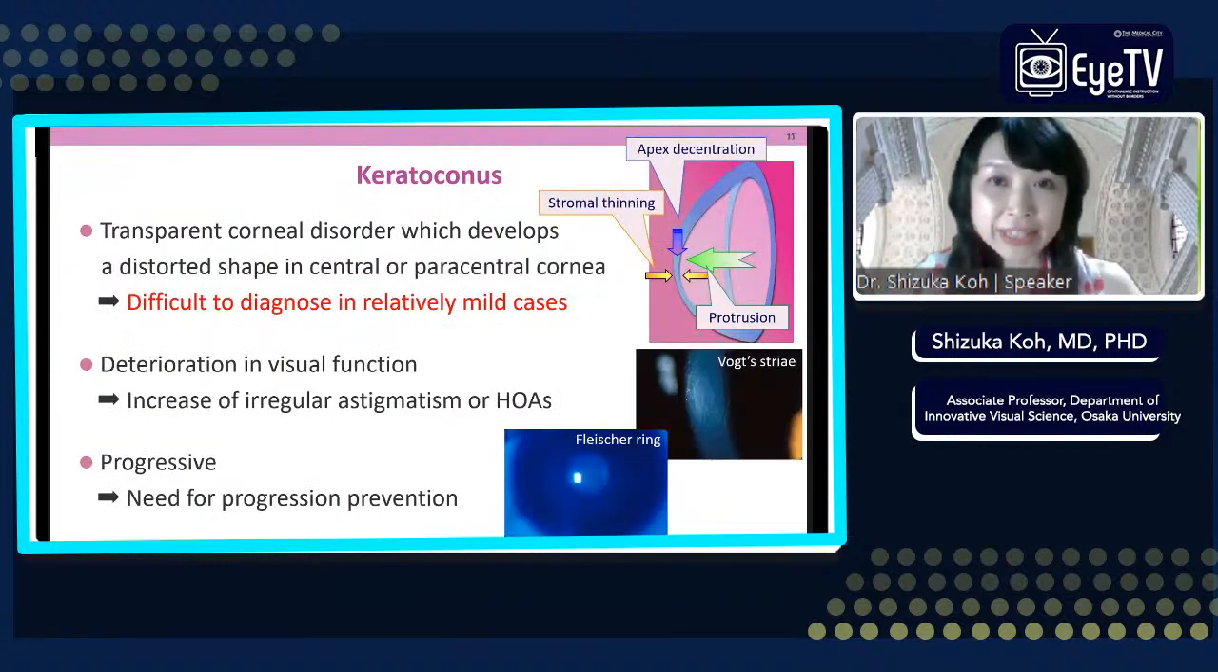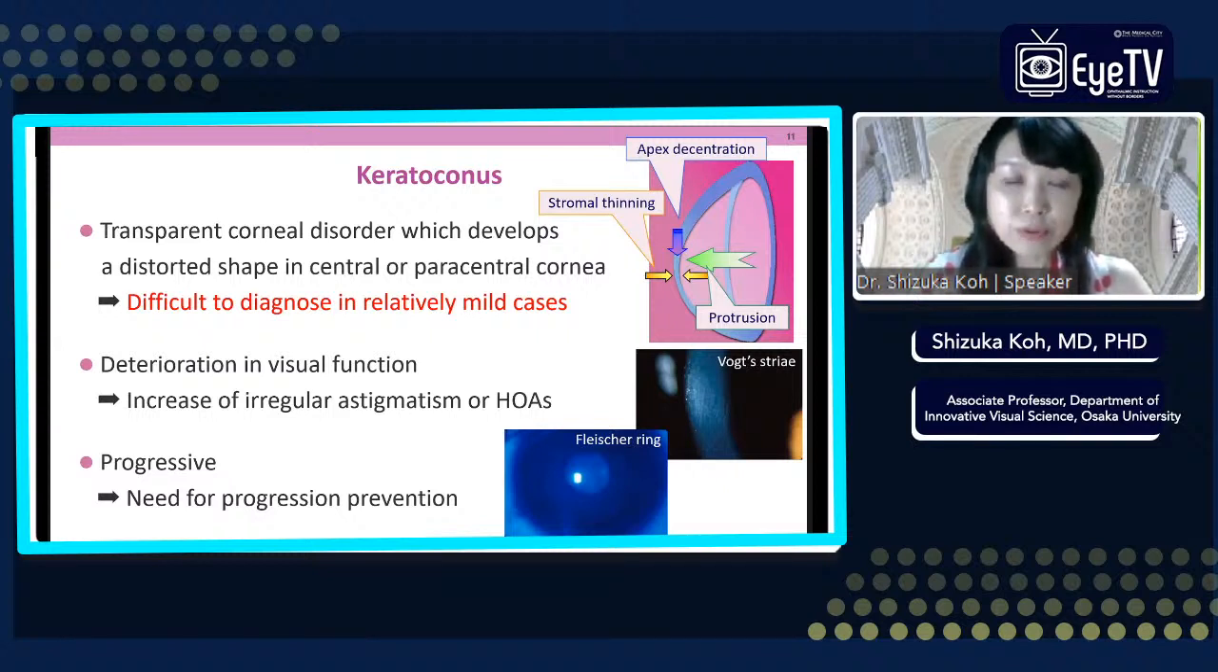Keratoconus is a non-inflammatory corneal disorder where the central or paracentral cornea undergoes thinning and stiffening. As you know, it is sometimes difficult to diagnose in relatively mild cases. This corneal thinning typically causes irregular astigmatism, leading to mild to marked deterioration of visual acuity. The most important thing is that keratoconus is progressive. So progression prevention should be considered.